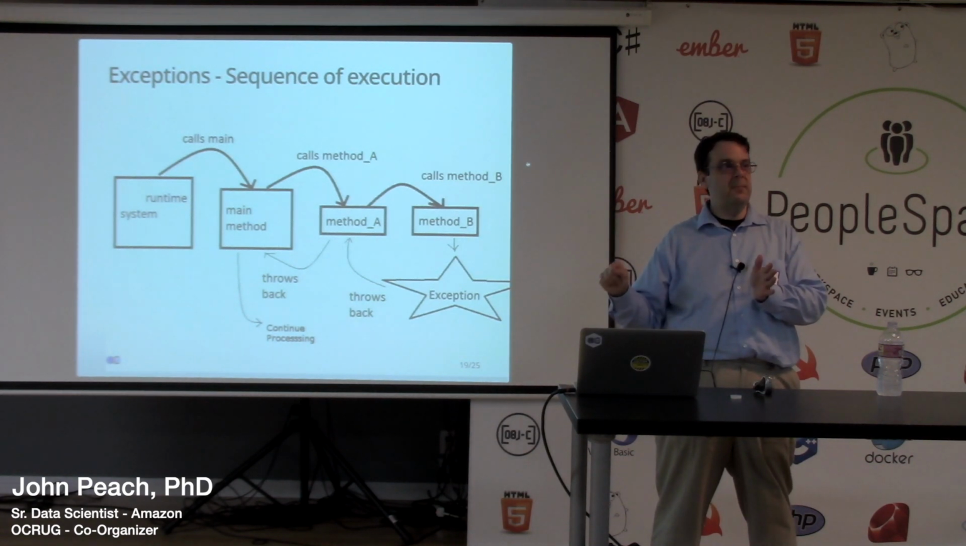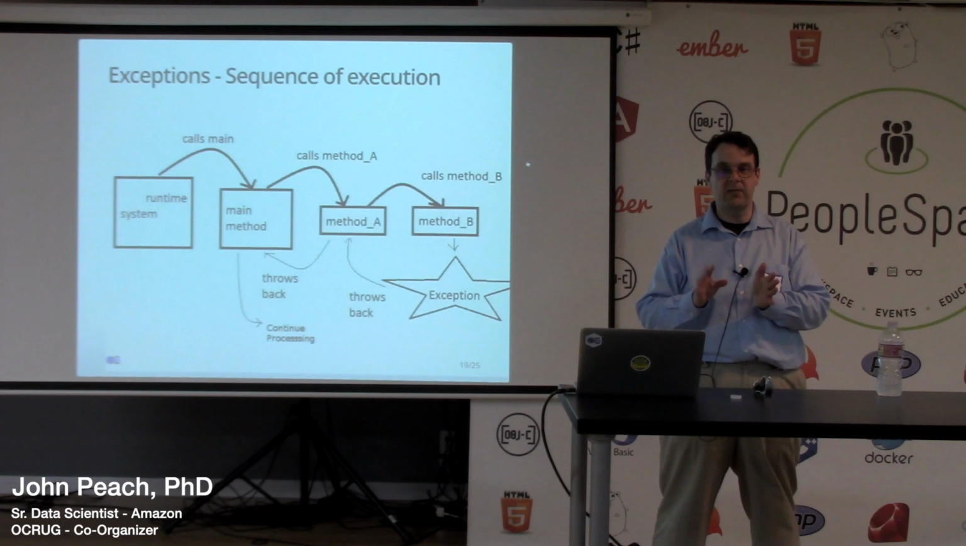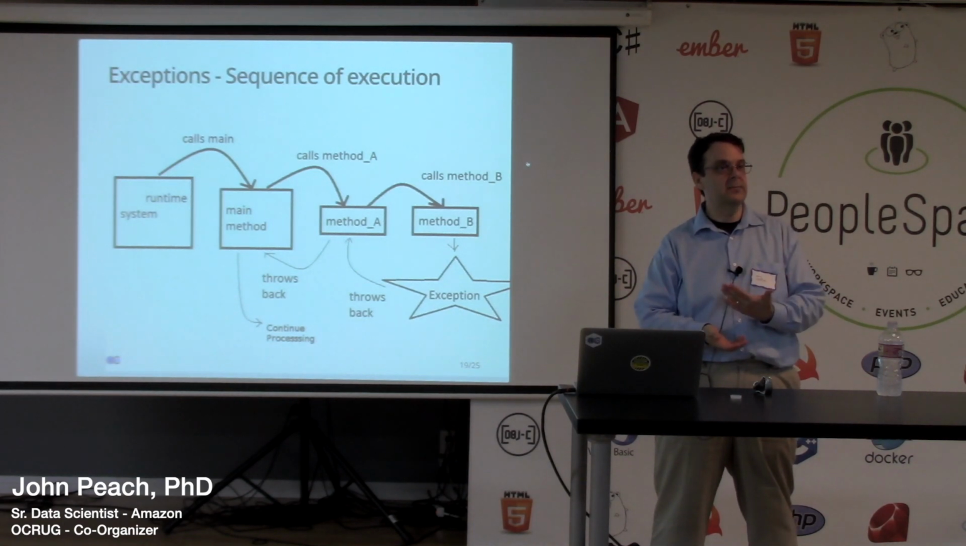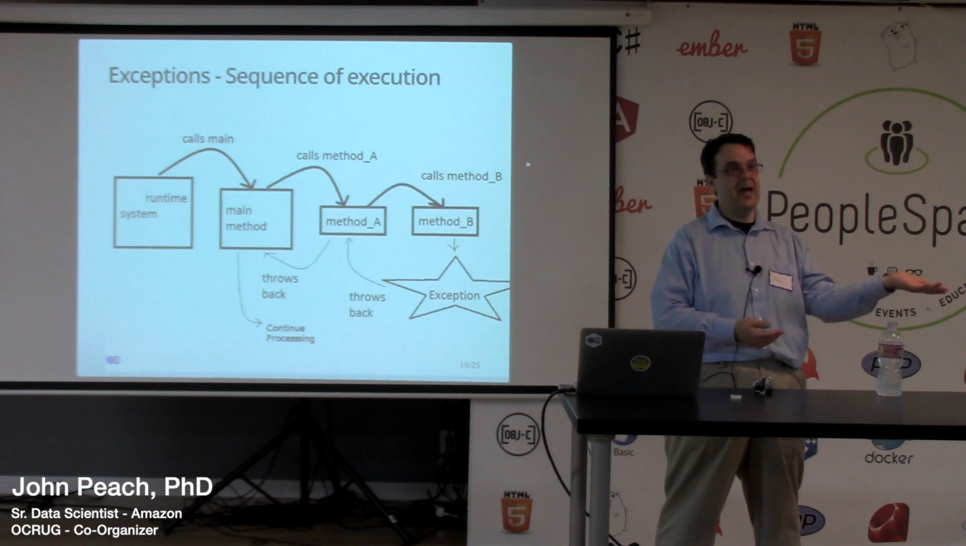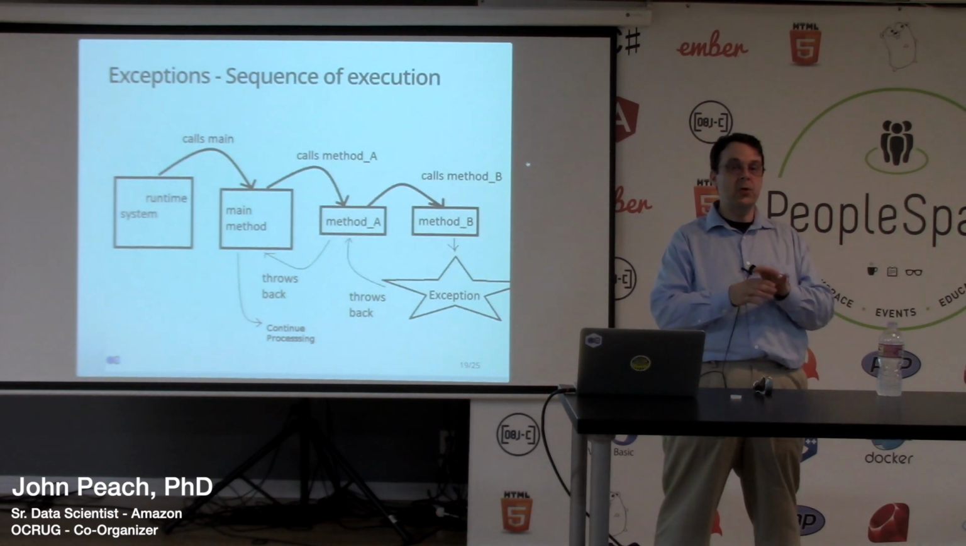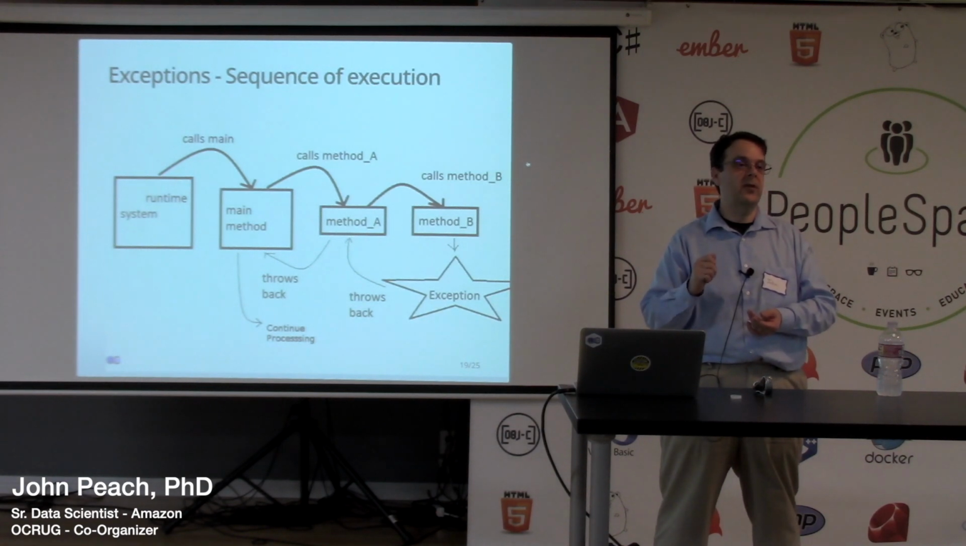Method B then passes that back up to method A. You don't have to do anything in your code. This is all handled by the framework by itself. In method A, if there is a handler, it will handle it. If not, it passes it back up to main, and main will handle it if it has a handler. At that point, you can do whatever you want to do. I'm going to show you some very, very simple things to do with it.